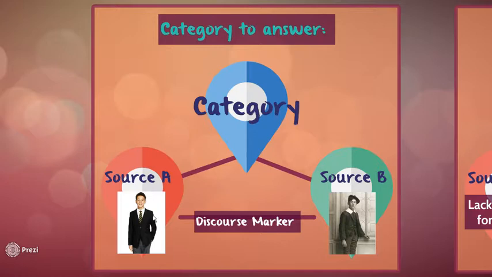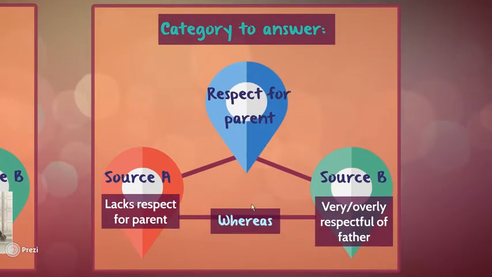So you're going to talk about how Eddie fits into that category. You're then going to use a discourse marker to allow you to move across now to talk about source B. And then you're going to talk about how Henry fits into that category. So let's have a look at this diagram with an actual category in its place. So I've gone for respect for parents as a general category. Now, respect for parents, like we said before, is something that links both of the sources together because they both have parental relationships, but they both have different levels of respect for their parents.